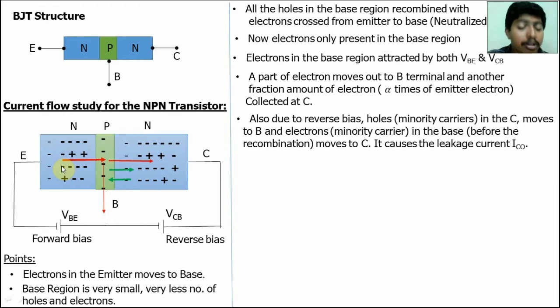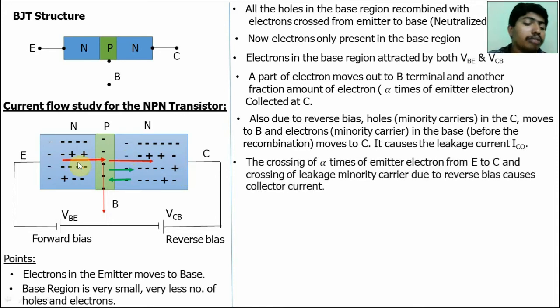The crossing of alpha times of electrons from emitter to collector and the minority carrier movement creates the collector current. So the collector current is a combination of alpha times of electron current and the reverse saturation current. So the current flow is here. The alpha times of electrons only move after recombination from base to collector. So the current flow is opposite to that of electron flow. So you write this as alpha times of IE.